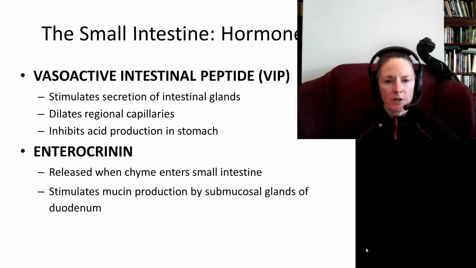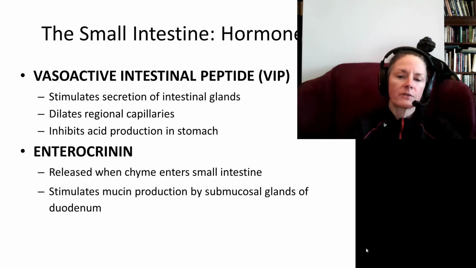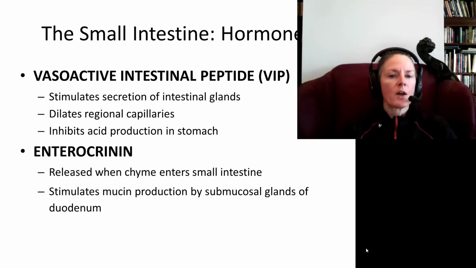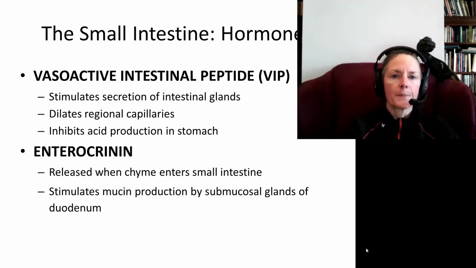We also have enteroendocrine cells, and this is going to stimulate the production of mucins by the submucosal glands of the duodenum. And that, of course, is going to create a mucus coat that is going to protect the duodenum from the acidic contents of the stomach.